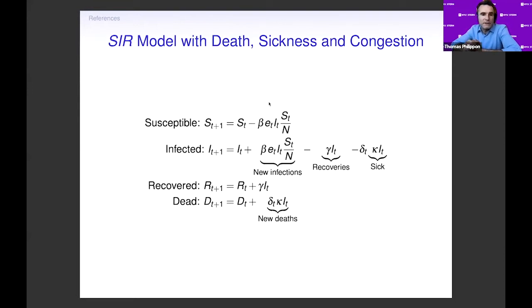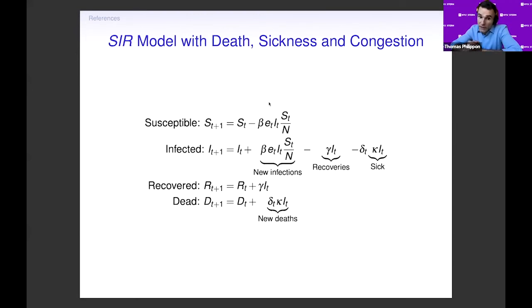But apart from that, it's the standard model. So you can be susceptible, infected, or you can be neither, which means that either you've recovered from your infection or you've died from your infection. The last two, recovered and dead, are absorbing states. Once you get there, there's no coming back.